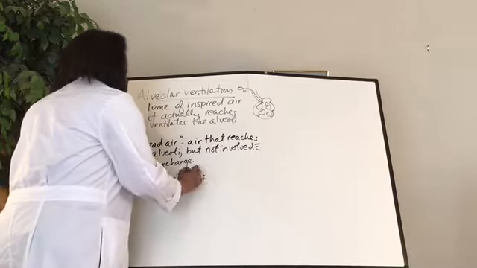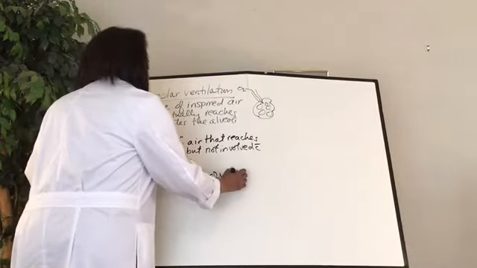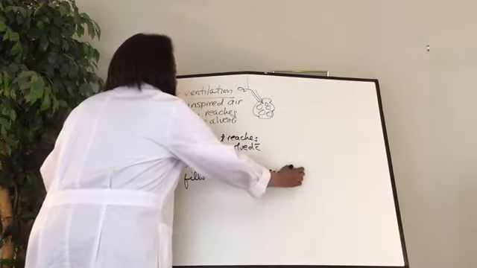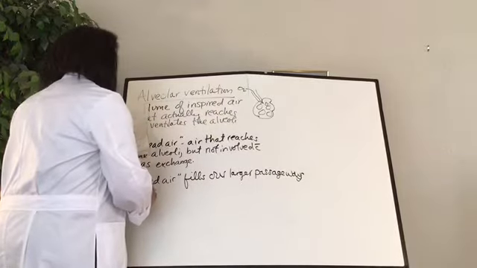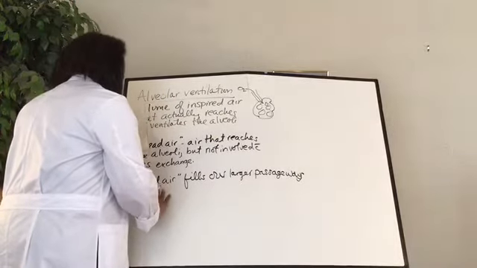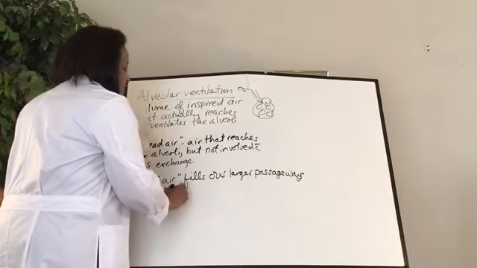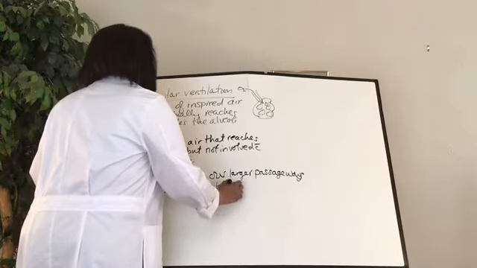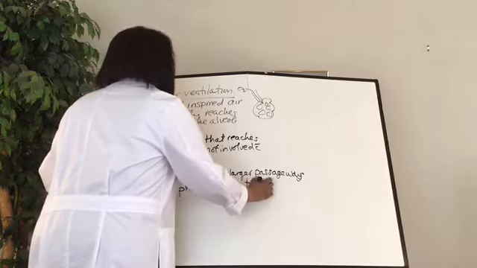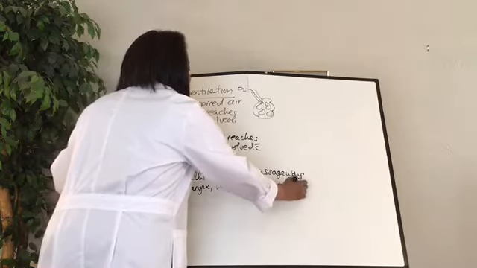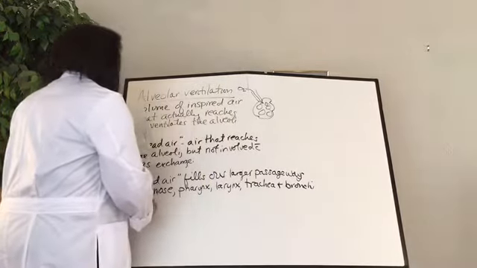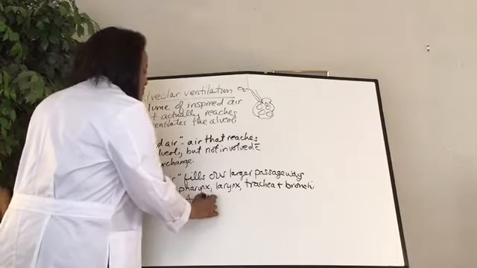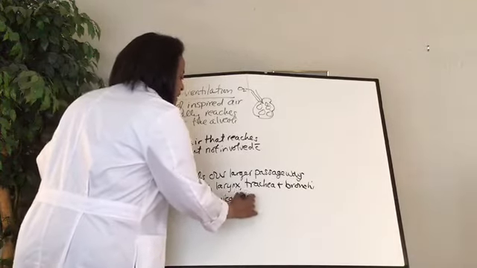This is the air that fills our larger passageways, and our larger passageways would include the nose, the pharynx, the larynx, the trachea, and the bronchi. Okay? This is also known as anatomical dead space.